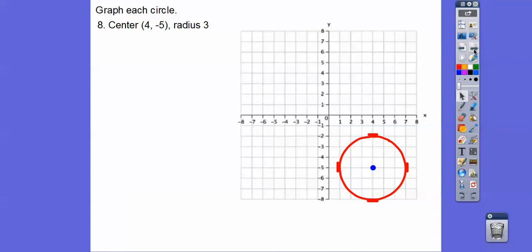Okay, so for the multiple choice part on your final, you're going to have several circle graphs. They're going to be all placed in different places, so you're going to have to find the correct one that matches these descriptions right here.